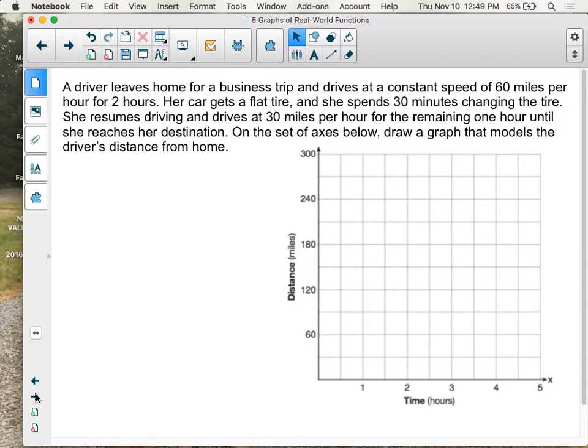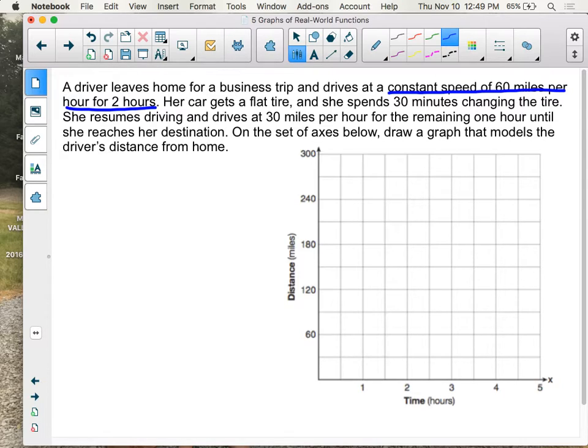Oh, I remember this question from a Regents exam. So this driver leaves home, and they drive at a constant speed of 60 miles per hour for 2 hours. Okay? They get a flat tire, and you spend 30 minutes changing the tire. How far have they gone in those 30 minutes? Then they keep on driving, and they drive 30 miles per hour for the remaining 1 hour. Maybe they put one of those little tiny spare tires on there until she reaches her destination. And we want to draw a graph that models the driver's distance from home.